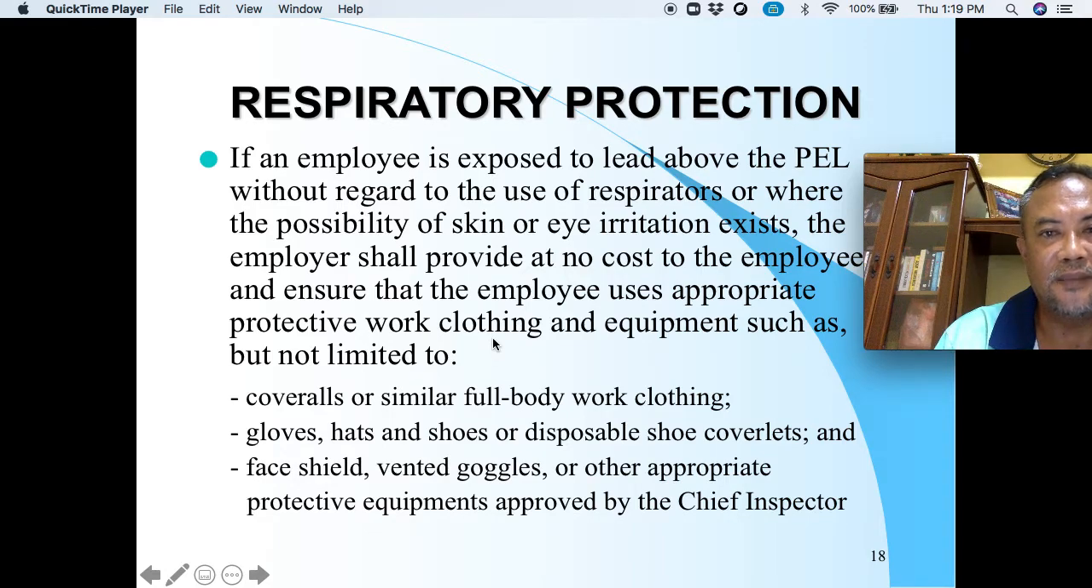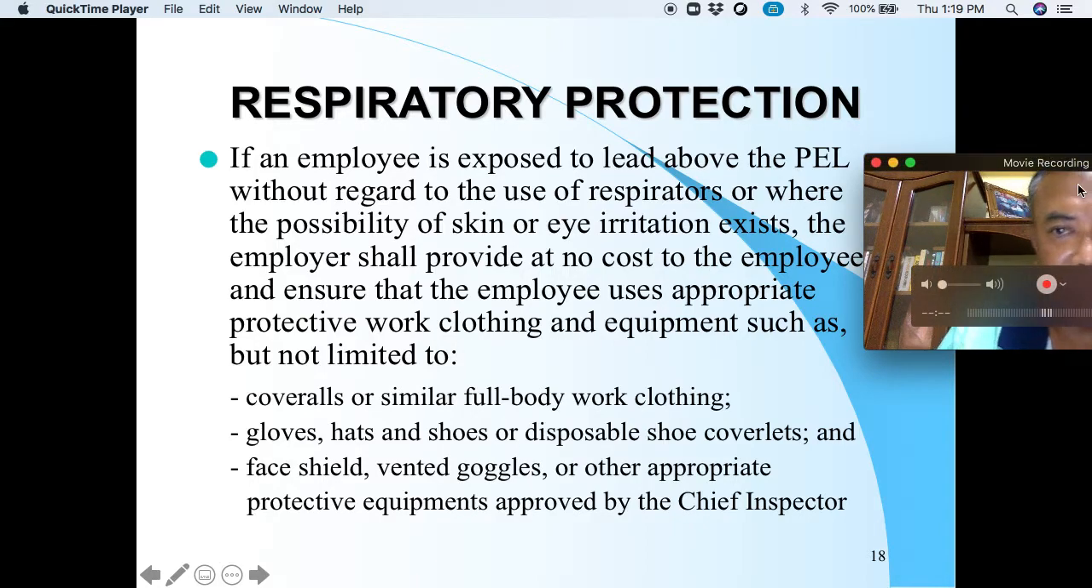If their PEL is above, even though there is no skin or eye irritation, the employer has to provide appropriate protective work clothing. Dia kena pakai clothing yang bukan untuk balik lah. Dia kena ada uniform special untuk dia.